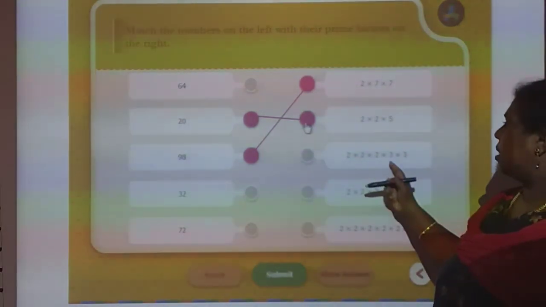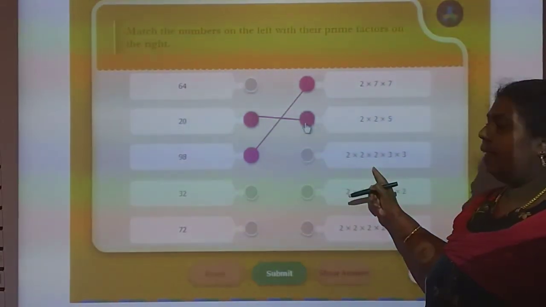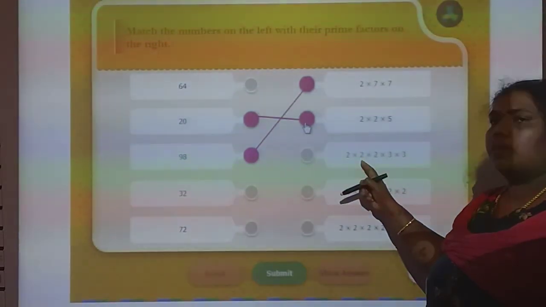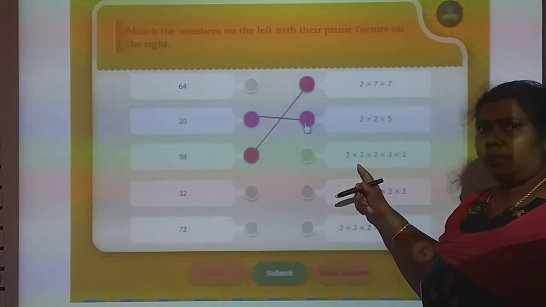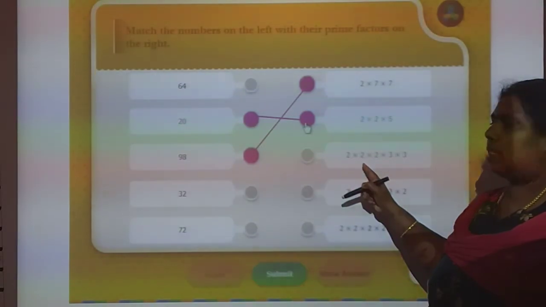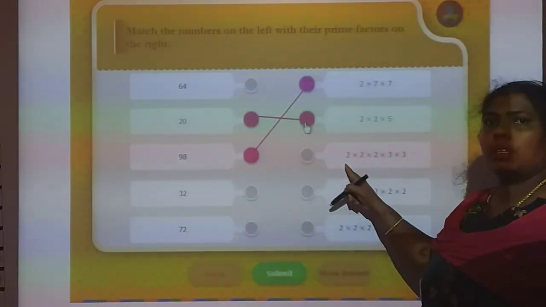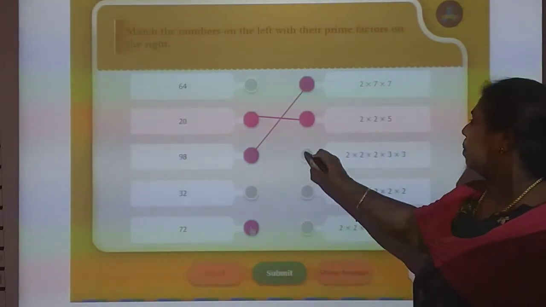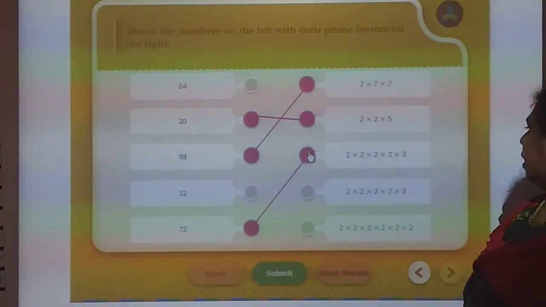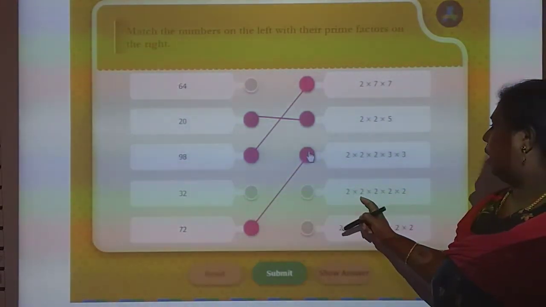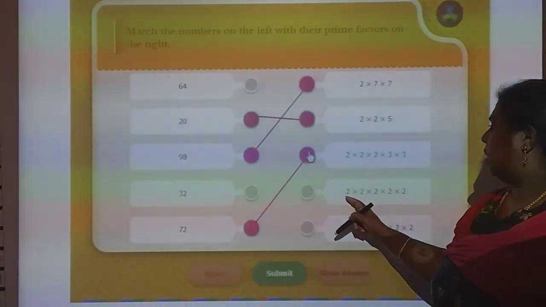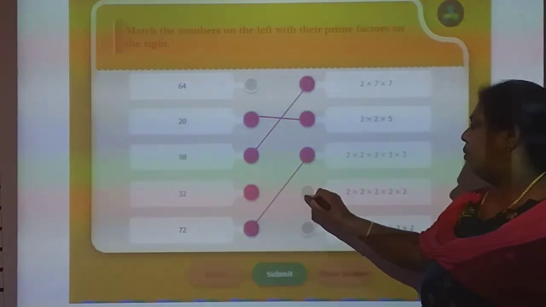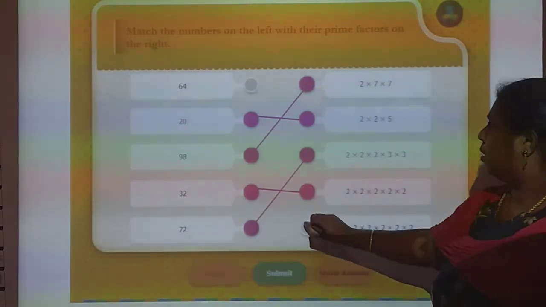Next, 3 threes are 9. 9 twos are 18. 18 times 2 is how much? 36. 36 times 2 is how much? 72. Where is 72? Here. Right. Next, 2 twos are 4. 4 twos are 8. 8 twos are 16. 16 times 2 is 32. So the factors of 32. Then the answer.